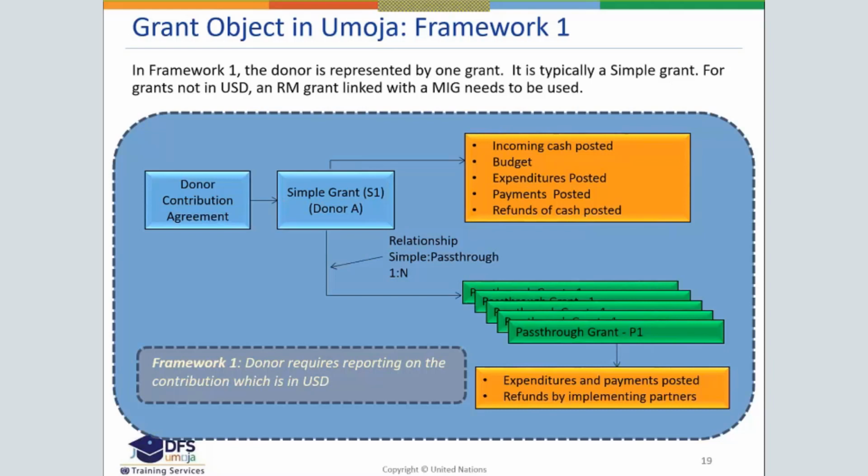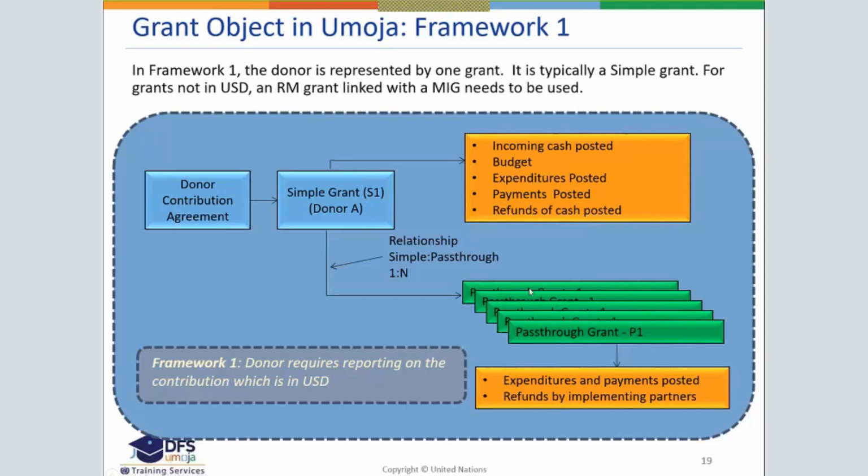Okay, so let's see. Here we have our donor contribution agreement, our simple grant, where we will track the incoming cash and expenditures, payments, and refunds. Remember that the simple grant can track revenue and expenditures, okay?